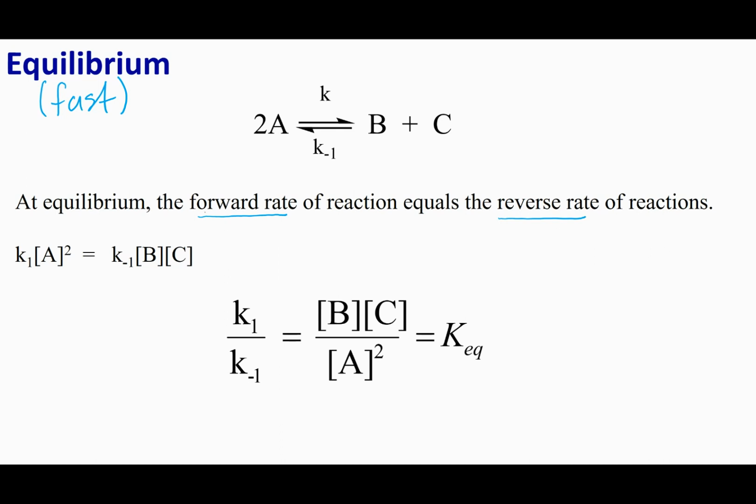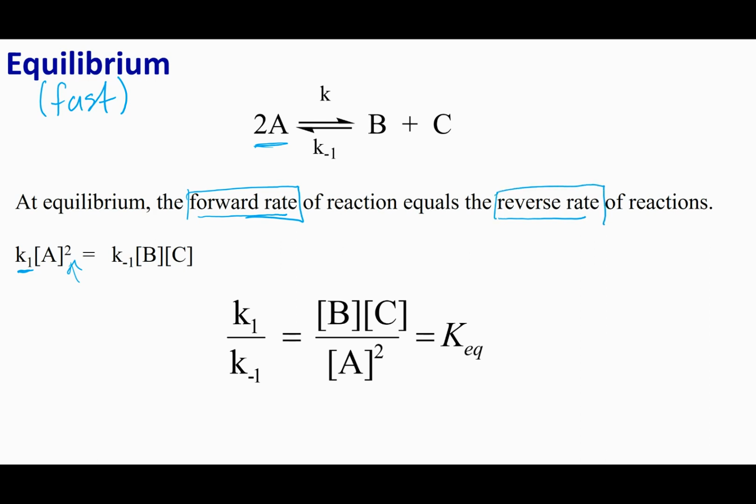So let's take a look at the forward rate. I'm going to use this equilibrium up here on the top, and I'm going to say that this is an elementary step. If it's an elementary step, I can write the rate laws based on the molecularity. So for the forward rate, I have k1, and then two A's coming together, so that's going to be A squared. That's the forward rate for my reactants going to products, and in equilibrium, products go back to reactants.